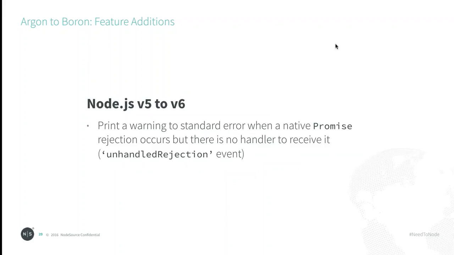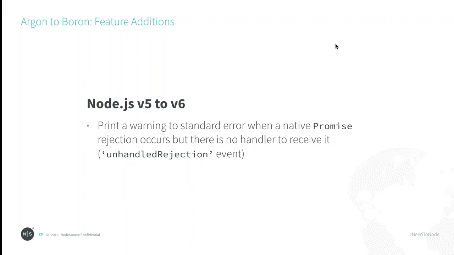Promises. This is a surprisingly big deal for a lot of people, but a lot of people like this feature. When you have a native promise, a V8 promise, and a rejection occurs on that promise, but there's no rejection handler to receive it, and none is attached within the same event loop tick, you will get an unhandled rejection event. In version 6, we introduced a warning that is printed to the console now. So if you have an unhandled rejection, you get this warning printed out.